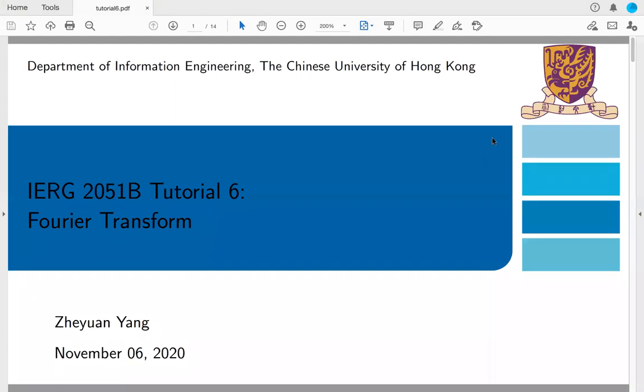Okay, let's start. Hi everyone, welcome to tutorial 6. In this tutorial, we are going to review what we learned recently. It is the Fourier transform.